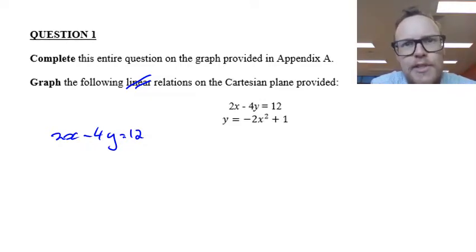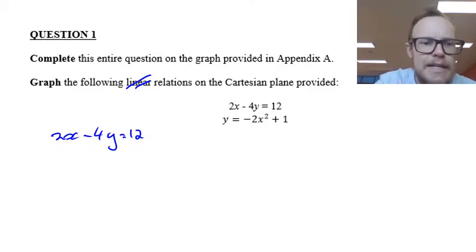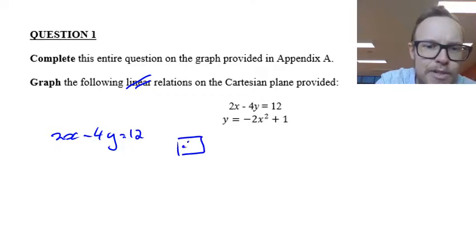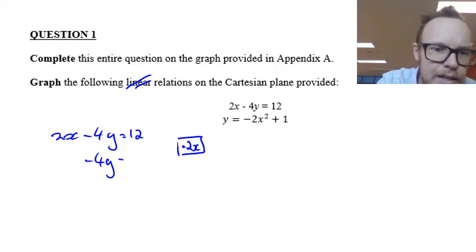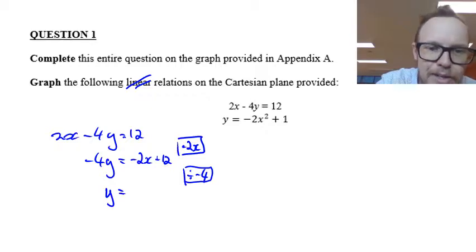This is one way to solve it. There are many ways that we can solve this. This is only one way. I'm going to show you now. So if we manipulate it by subtracting 2x from both sides, take away 2x, we get negative 4y equals negative 2x plus 12. And then if we divide both sides by negative 4, then we're going to get this in the format of y equals mx plus c.